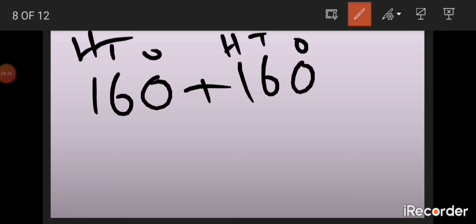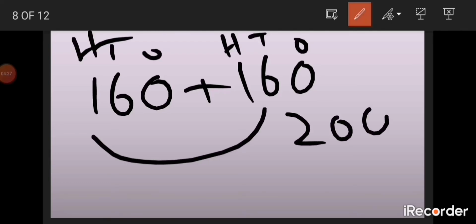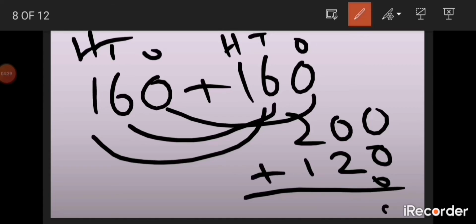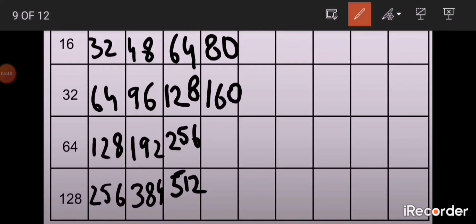Now double of 160. We can again use the rough work and put the place values. Now add the hundreds, the biggest value, 100 plus 100, 200. Now add the tens, 6 plus 6, simple, it's 12, 12 tens. So 12 tens means 120. Now 0 plus 0, 0. So add them, 2, 3. So double of 160 is 320. So we write 320 under 160.